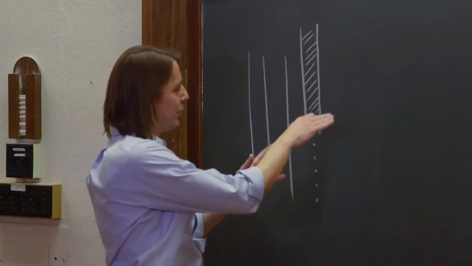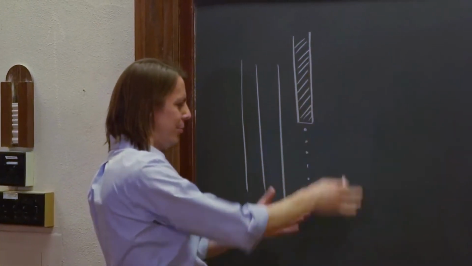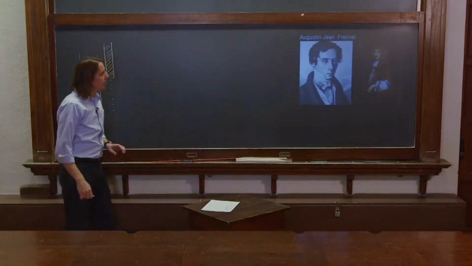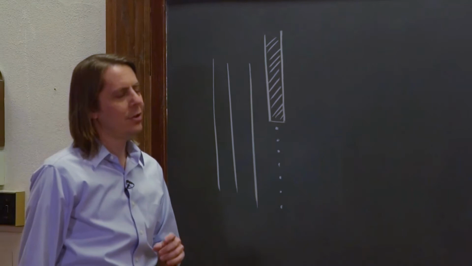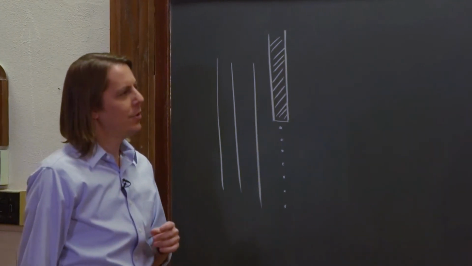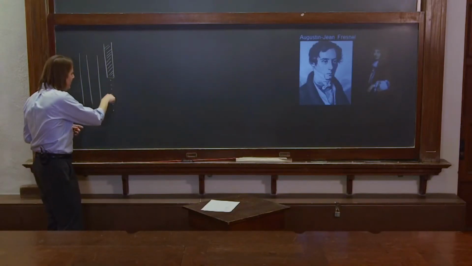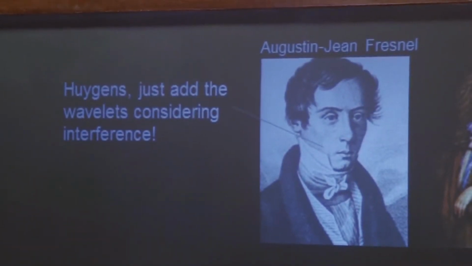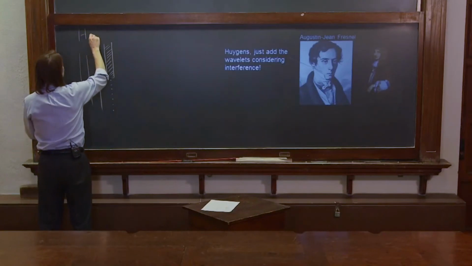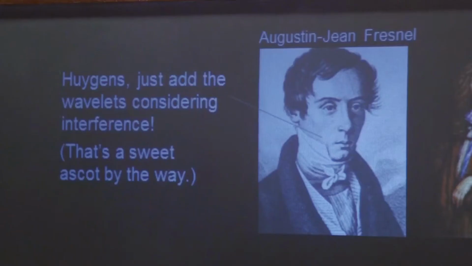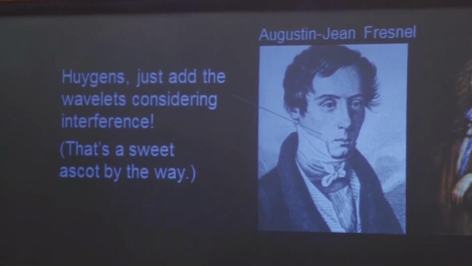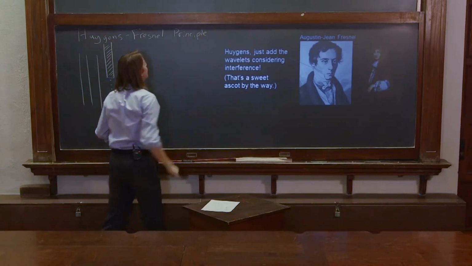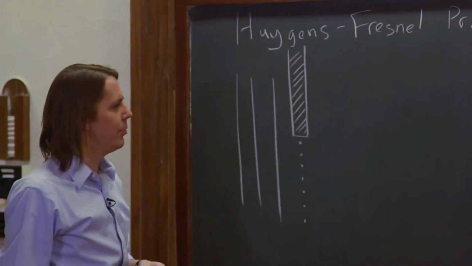So geometrical optics, we drew circles around this and drew a line along the periphery of the circles, and it was all very geometrical. Well, we're going to add this. So Fresnel pointed out that Huygens' principle will get you much more accurate answers if you add up the light from these wavelets, but you include interference. Right, so Huygens just add the wavelets considering interference. So the principle we're going to study is now called the Huygens-Fresnel principle. This has such a big impact on what you get that it was renamed. If you consider interference, it's the Huygens-Fresnel principle.